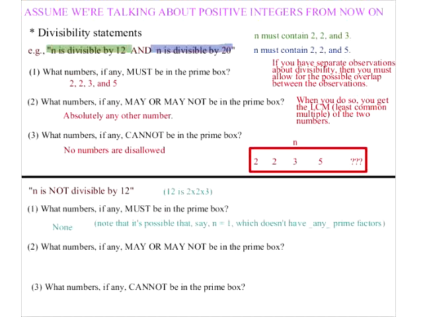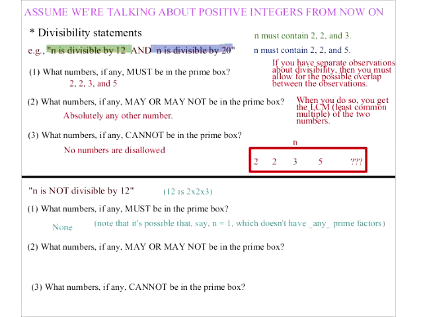Okay, if n is not divisible by 12, we're going to assume that we're talking about positive integers, so we're not going to deal with the case of 0. You would treat 0 as divisible by 12, actually. 0 is divisible by anything, but the GMAT is probably not going to test you on that. Okay, what numbers may or may not be in the prime box?